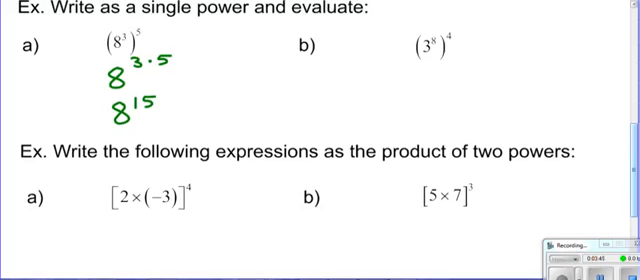The second one, we have a base of 3 to the power of 8 to the power of 4. So we can take our base, multiply the exponents, 3 to the power of 32. That's it. It's that easy.